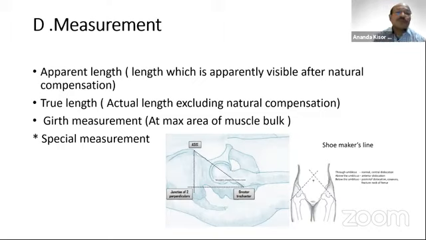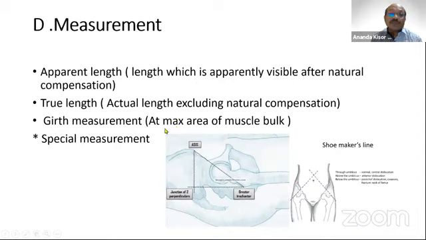So in that case, we have to correct the deformity. After that, we can ascertain the true length. True length is basically the actual length, excluding the natural compensation. So we have to exclude the natural compensation by correction of the deformity. Only then do we get the true length.